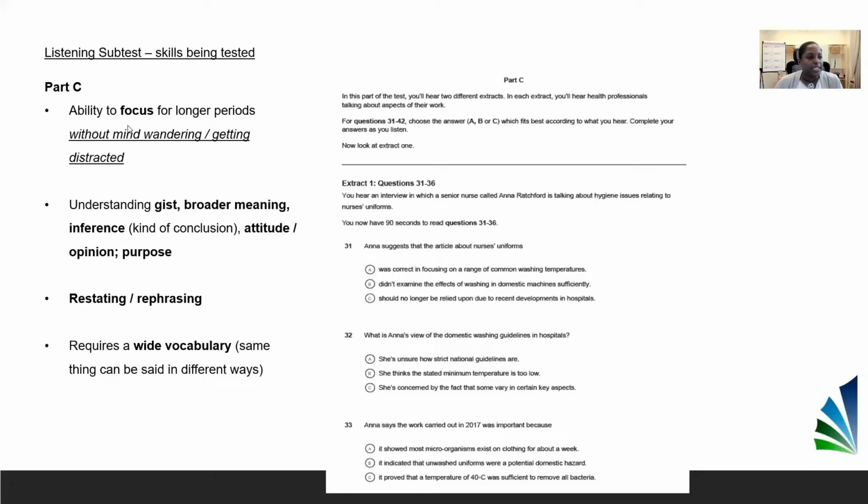So let's look at part C. Now in part C, as we said, you've got these 2 longer audios. It's a healthcare professional who is either doing an interview or giving a lecture. And because these are longer audios, one of the skills you really need is to be able to focus for longer periods of time without your mind wandering and getting distracted.